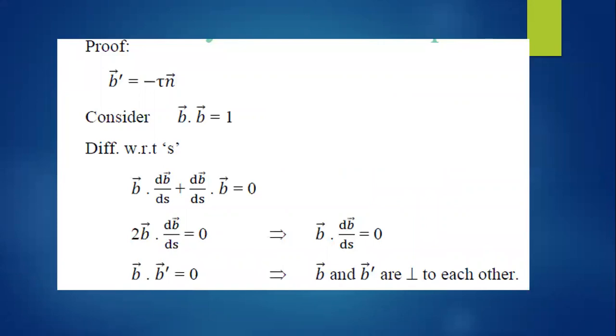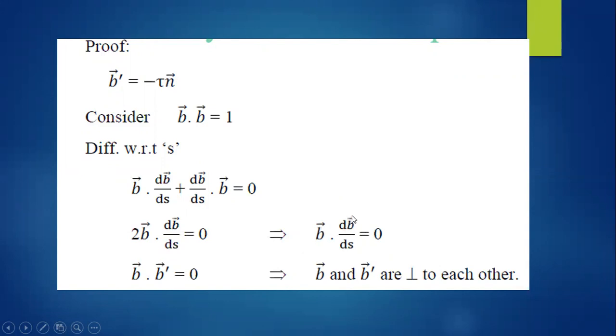Consider B dot B is equal to 1, as the dot product with itself is equal to 1. Differentiating with respect to s, we get B dot dB/ds plus dB/ds dot B is equal to the derivative of 1, which is 0. So these two terms are the same, so it is multiplied by 2: 2 B dot dB/ds is equal to 0. This implies that, since the 2 can't be 0, B dot dB/ds is equal to 0. So we have here B dot dB/ds equal to 0.